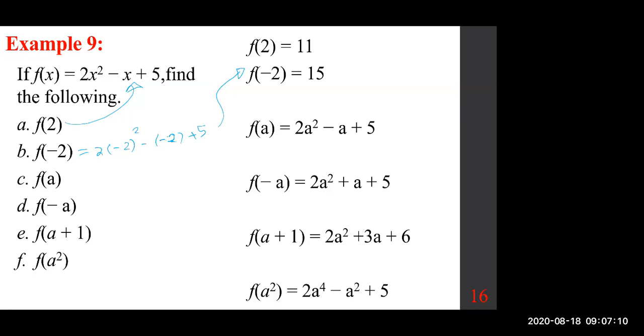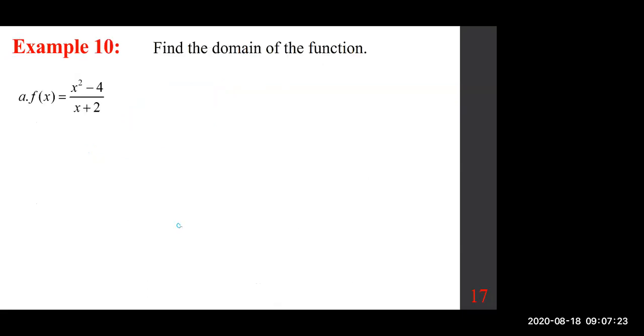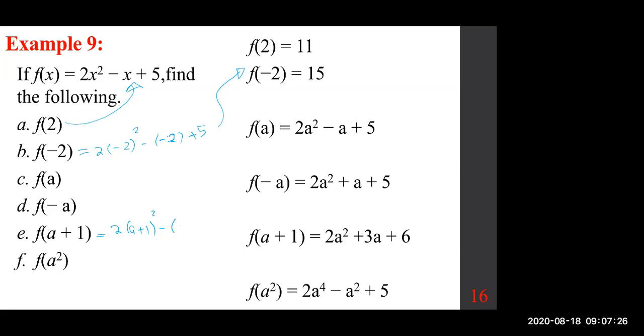I set this up. F of a plus 1 means 2 times a plus 1 squared minus x is replaced with a plus 1, plus 5, and we should be able to simplify it to that as the answer. So I hope it's very straightforward. There's really not much to it. All right.